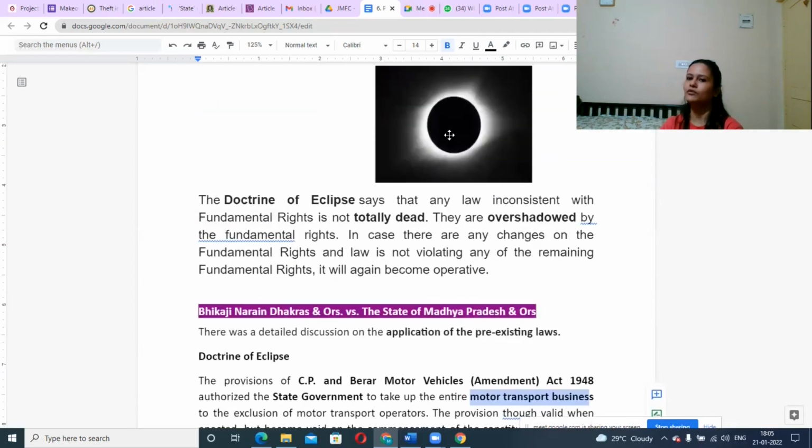This is nothing but the doctrine of eclipse. There is some provision being applied, working fine. If at any point in time it violates Part 3 of the Constitution, Part 3 will overshadow it. And this overshadowing would remain unless and until we have a constitutional amendment removing this part of Part 3. If it's removed, this law can again be applied. If not, it cannot be applied.